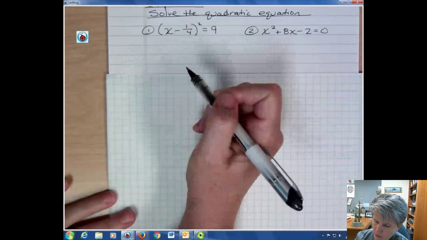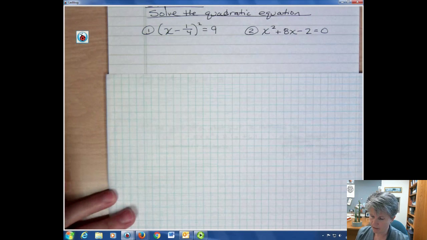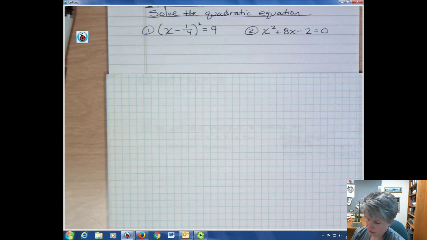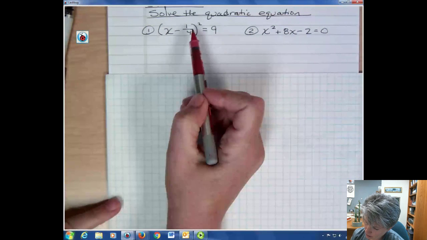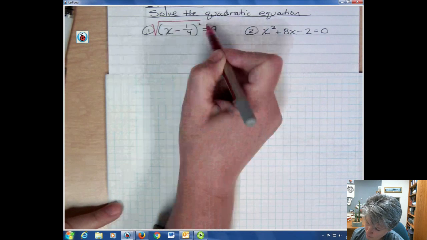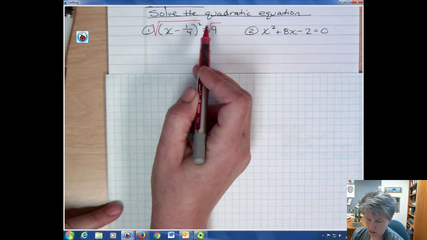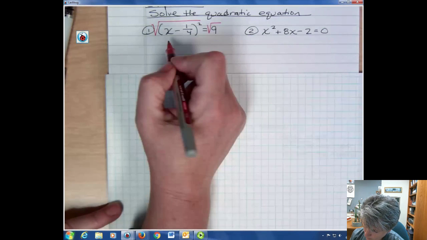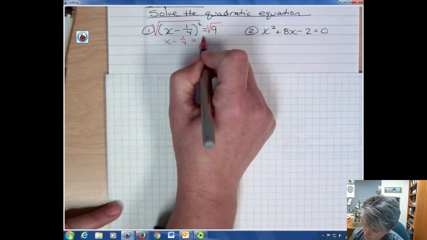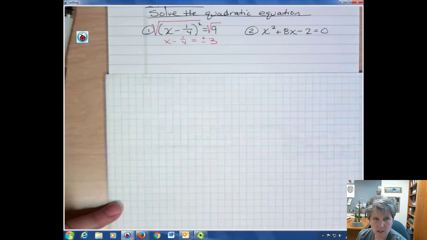important. This starts off asking you to solve quadratic equations, and we looked at more than one method for solving quadratic equations. If it's in this format where you have a perfect square over here, what you're going to do is take the square root of both sides. Remember that when you take the square root of something to the second power, those two things just cancel each other out. So you get x minus 1/4. And the square root of 9, we're going to get plus or minus 3, because we need two solutions whenever we have something to the second power.